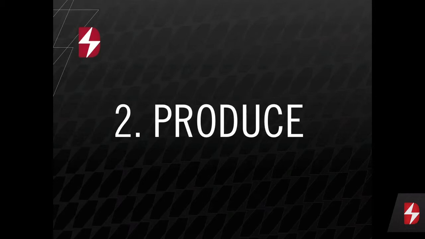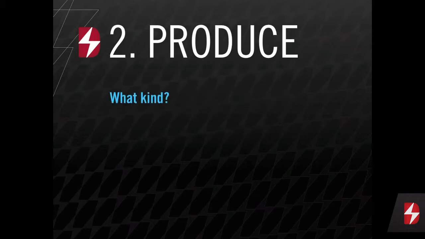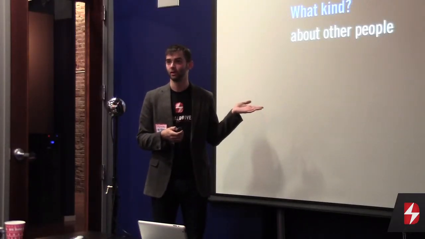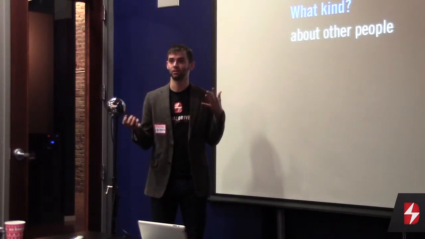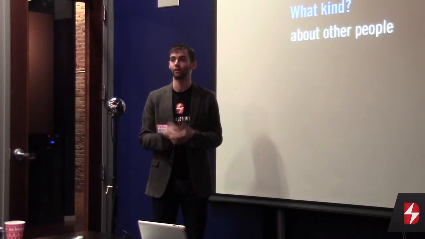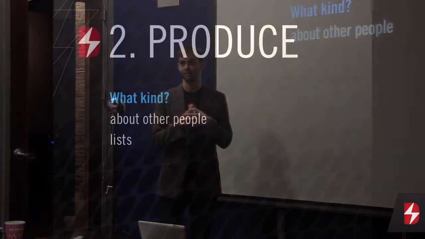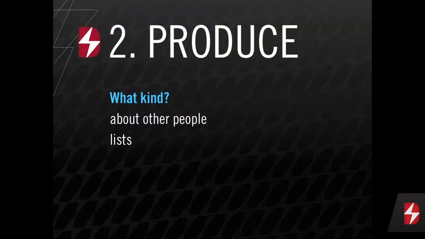So then the production of the post. What kind of posts do people share? That's what I want to talk about a little bit now. What we have found is the most shareable type of posts that you can do are posts about other people. We use the 80-20 rule, where we want to write 80% of our content about other people and 20% about ourselves. Lists. People love lists.